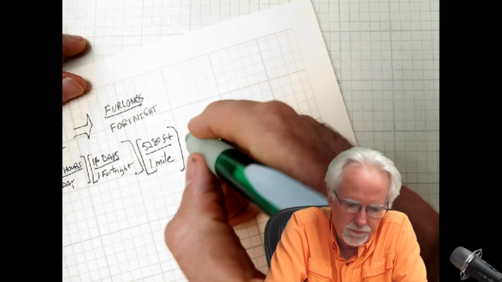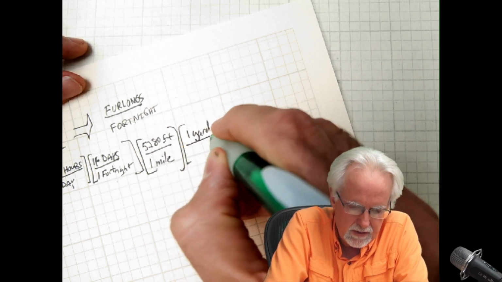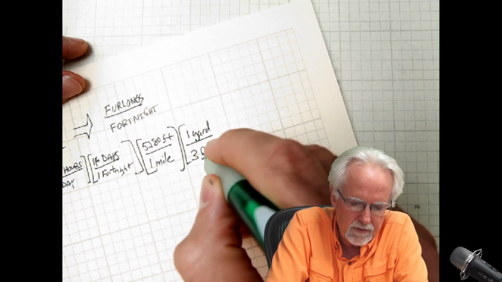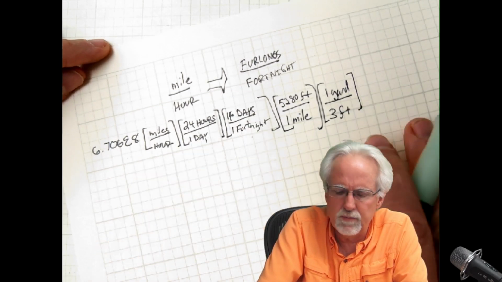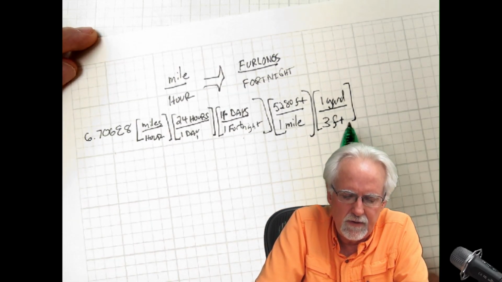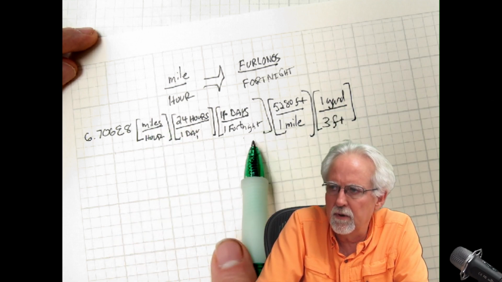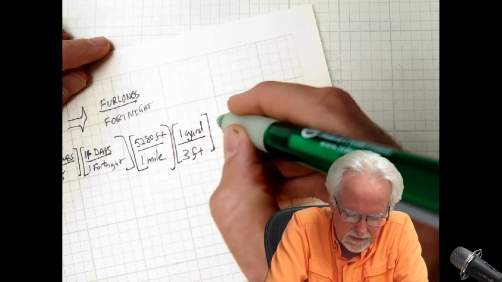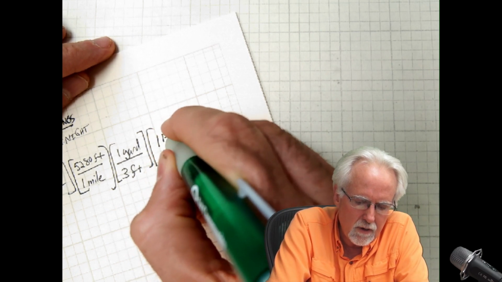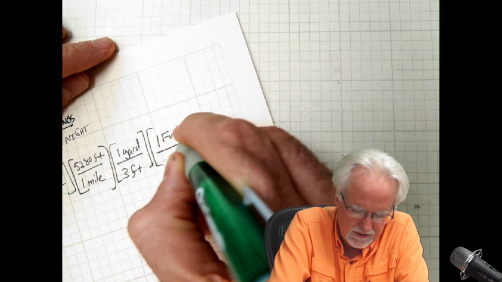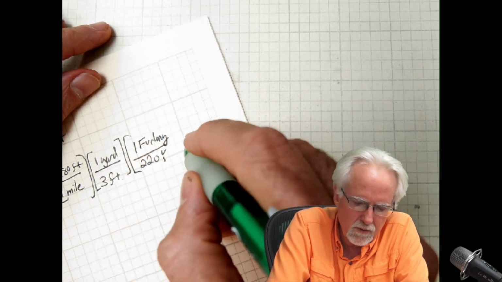What else do I know? I know that 1 yard is the same as 3 feet. Okay, there are different ways to do this in different orders, but now what units am I in? Feet over feet makes 1, miles over miles makes 1, and I'm in yards per fortnight. Well, what I happen to know is that 1 furlong is the same as 220 yards. So a furlong is pretty long.